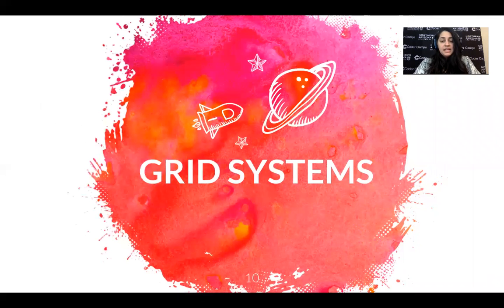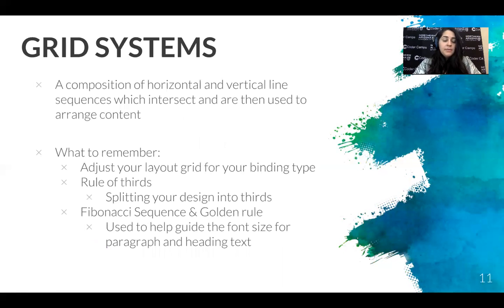Grid systems are a very large part of responsive design. One of the ones that I will be teaching you, and there are many out there, is Bootstrap's grid system, but there are different kinds. Essentially, a grid system is a composition of horizontal and vertical line sequences which intersect and are used to arrange content. Just imagine graph paper where you have all the boxes. It's kind of like a grid system, and you keep everything aligned because there are lines guiding you.